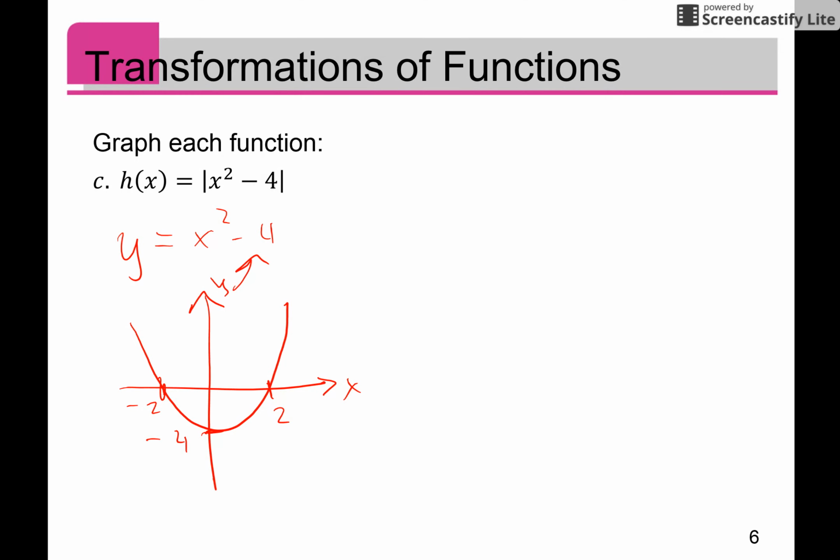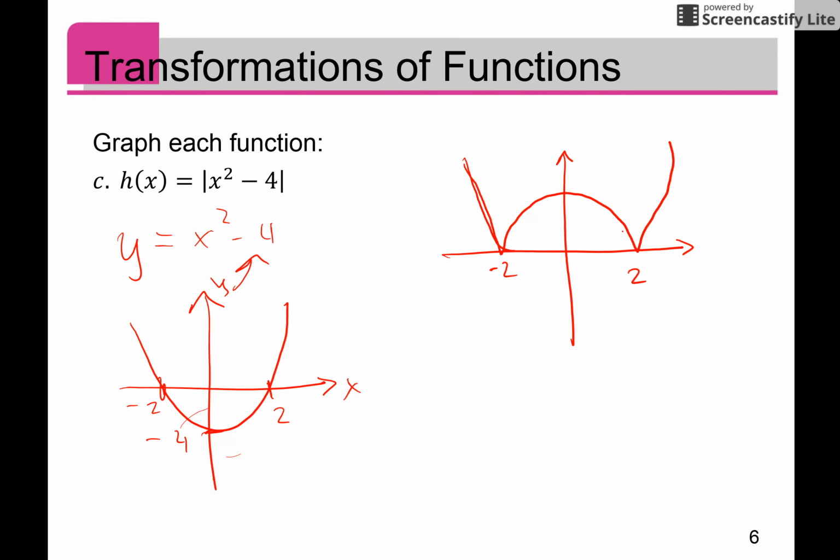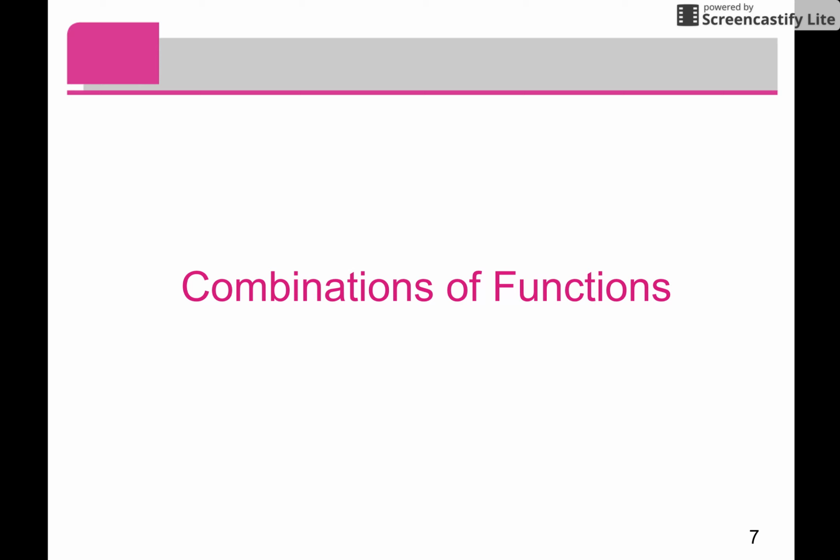What does absolute value do? It takes everything and makes it positive. So the parts below the x-axis are going to flip up to above the x-axis. So what that's going to look like is, right? Those are parabola shapes. This is negative 2, that's positive 2, and that's 4, okay?